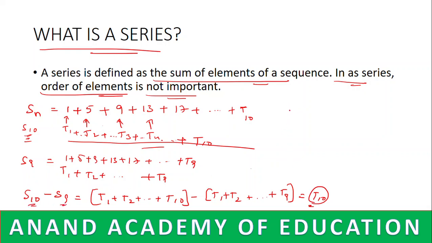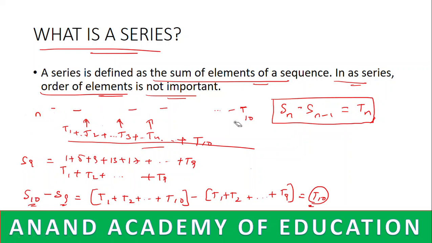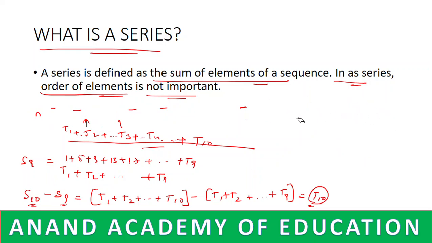So to find the nth term in a series, given the sum of the numbers of that series, Sn minus Sn minus 1 would give us the nth term in a series. So I think you now have understood how to find the nth term in a series.